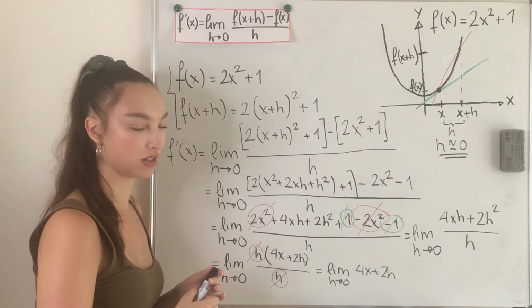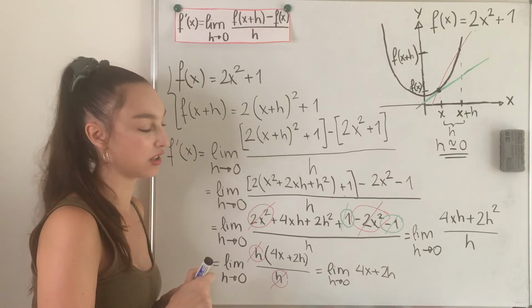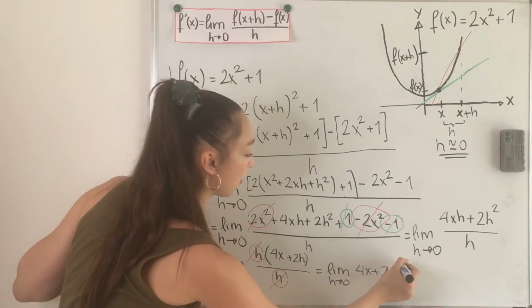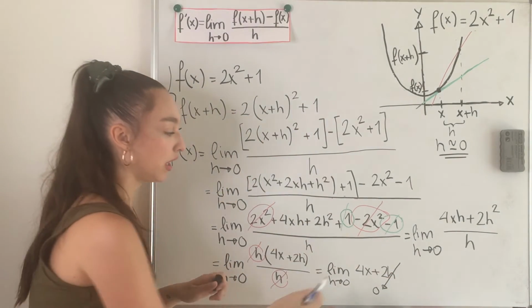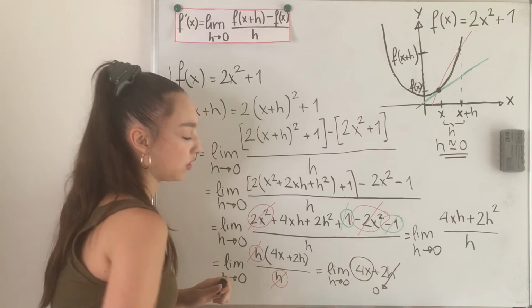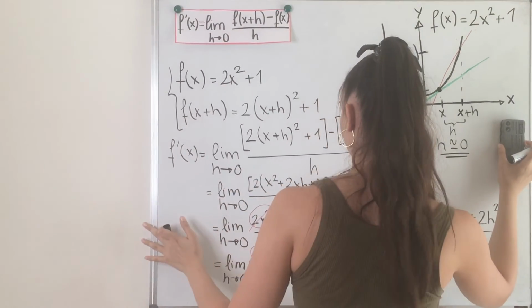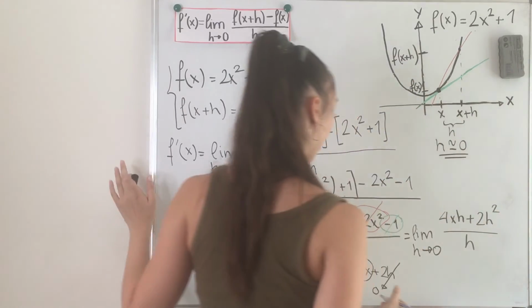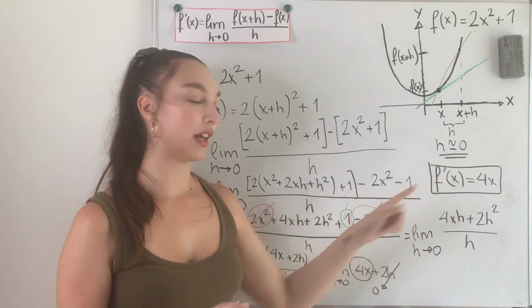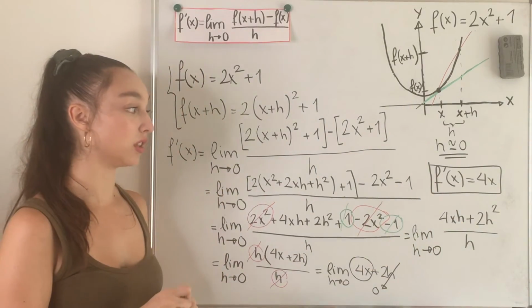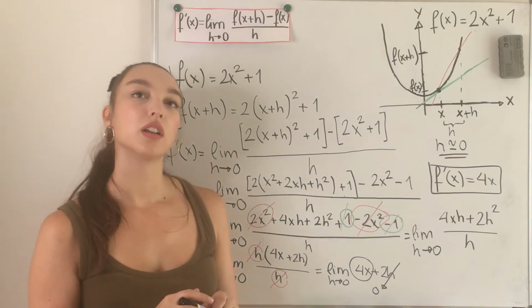Now we keep saying that h is almost zero. H tends to zero. So how about we assume that h is actually zero? If h is actually zero, that would cancel. And we would be left with just this expression, which is our final, which is our solution. So that is the derivative for our function. The derivative of 2x squared plus 1 is 4x.